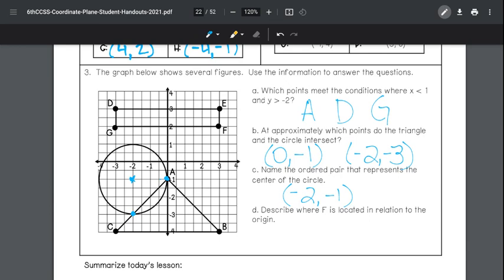And D, describe where F is located in relation to the origin. So how would we travel from the original starting point to get to F? You could go up 2, right 3, or right 3, up 2.